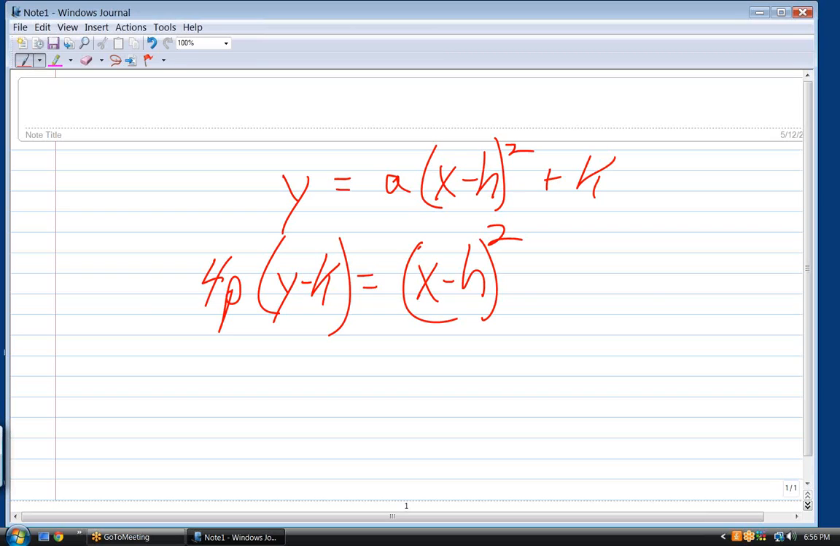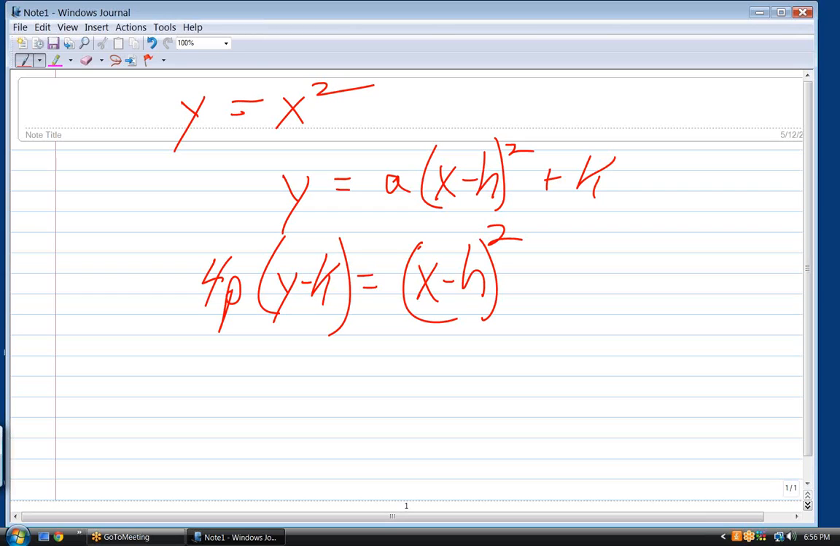So, let's take the standard y equals x squared. Where's the vertex of that parabola? In other words, what is k and h, or h and k? Okay, so 0, 0. Uh-huh. What is the focus?